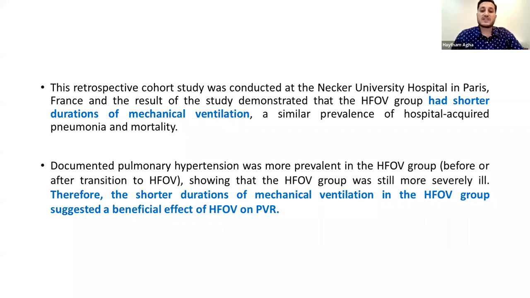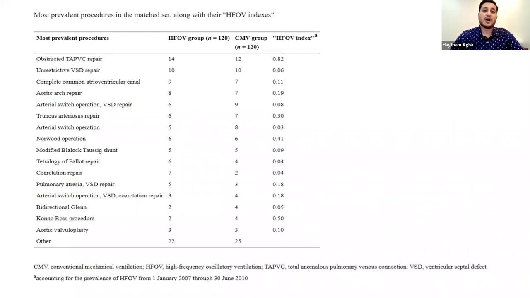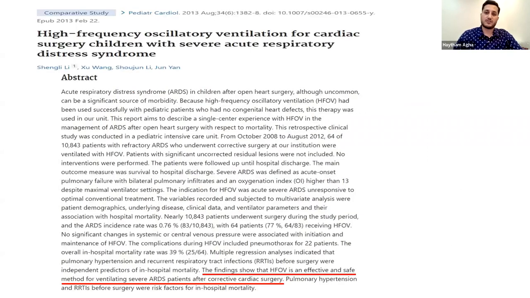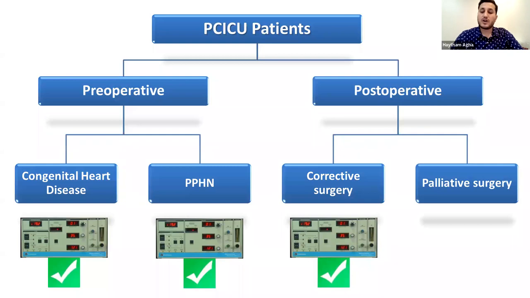So this is also high evidence that high frequency oscillatory ventilation has a good effect on pulmonary vascular resistance. And this was a list of the cases done in this study, and you find that most of them are somewhat complicated cases. Another study used high frequency ventilation as a rescue therapy to improve gas exchange. They found that patients using high frequency oscillatory ventilation as a rescue therapy had better gas exchange than with conventional mechanical ventilation. So now we can say high frequency ventilation can also be used in patients after corrective cardiac surgery.